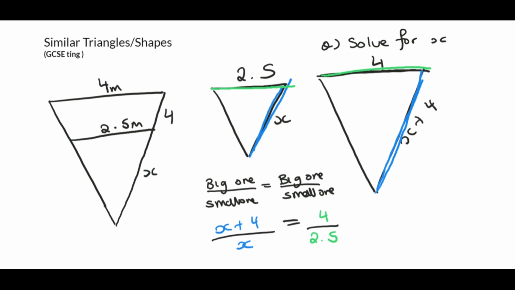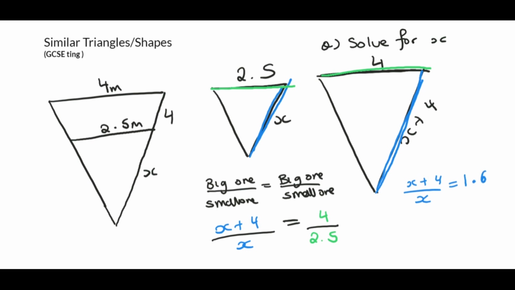So now, all I need to do is make x the subject. But as you can see, there's an x here and an x here. That's confusing, okay? We can't have that. So listen up, this is what we need to do. Firstly, 4 divided by 2.5, what is that? I think that's 1.6, okay? So I'm going to rewrite this up here. So x plus 4 over x is going to be equal to 1.6, okay?